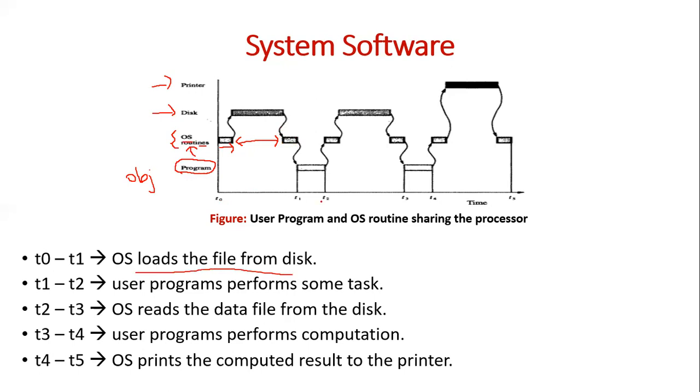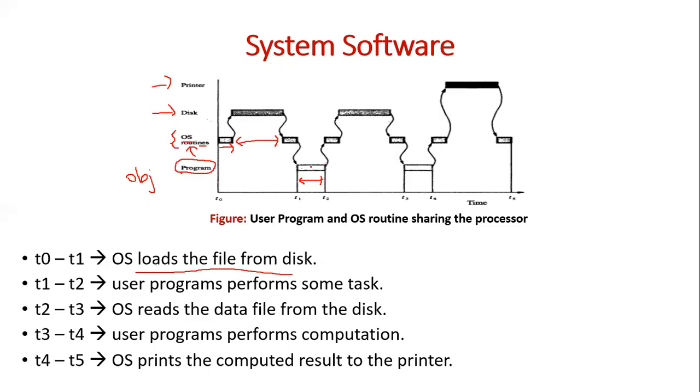During T1 to T2, this application program is executing. It is performing some operation. Initially, it is doing something, let us assume. Then again you see at T2, the application program wants to read a data file from the disk.